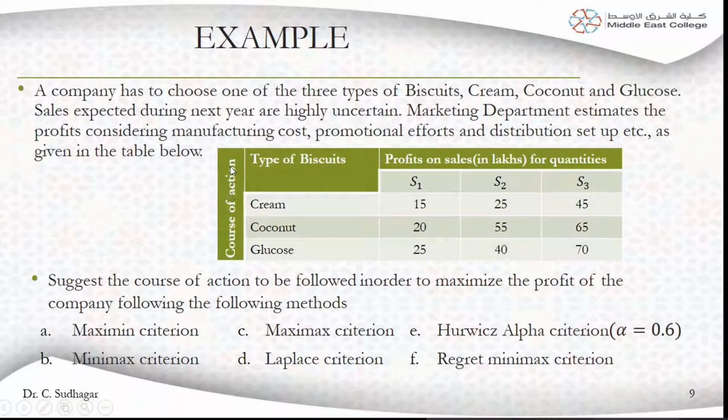Make sure that your courses of action are on the left side. That is the first step in any question. Check that the courses of action are on the left side. Courses of action means the alternatives we can choose: either you can make a cream biscuit, or a coconut biscuit, or a glucose biscuit. So keep them on the left side. Sometimes, if the question gives them on the top side, turn it around, change it.